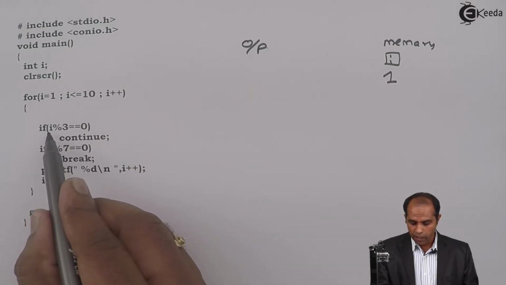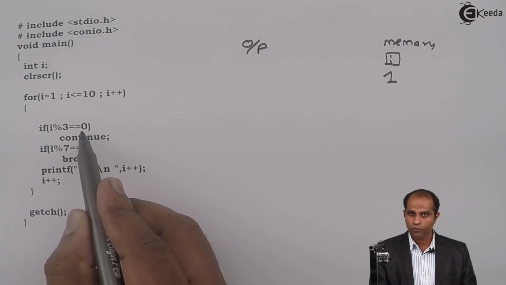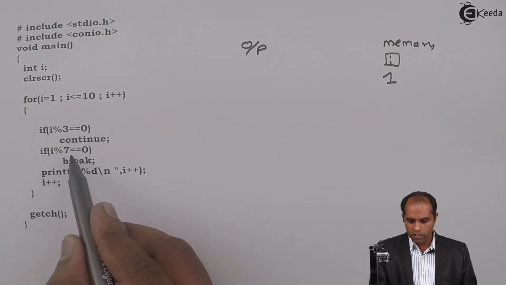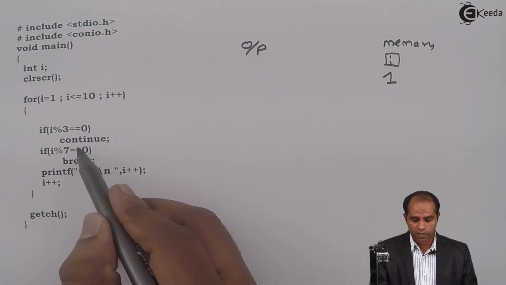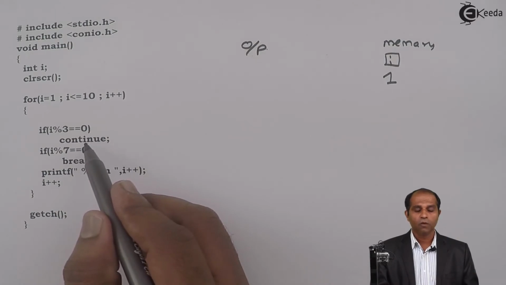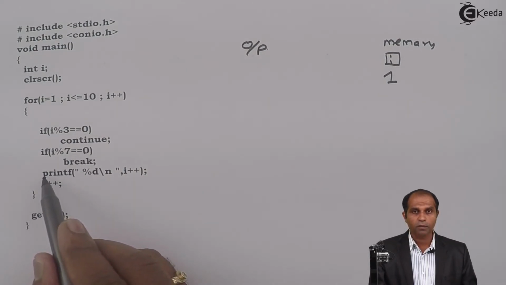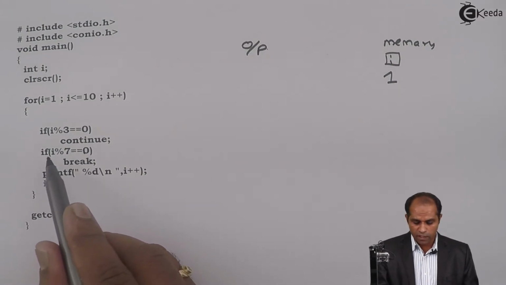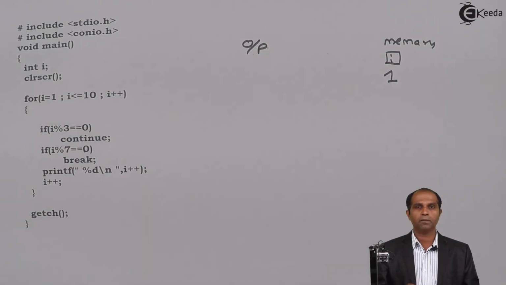Okay. Now I'll check: 1 mod 3 equal to 0, false. 1 mod 7 equal to 0, false. If this if was false, it will still go to this place; if this if is true, it will also go to this place. It all depends upon the instructions that appear in it. Neither of these ifs is true, so it will automatically execute this printf, which is the statement X for this part. So I have %d\n, I++.